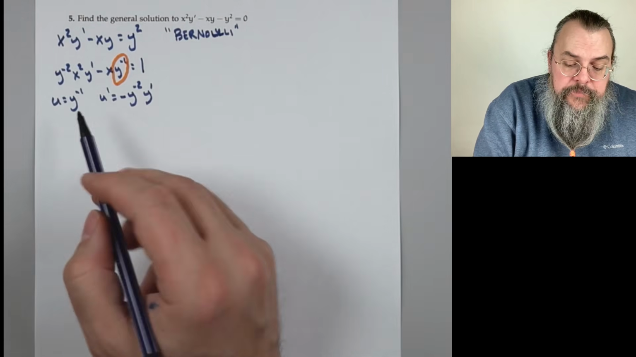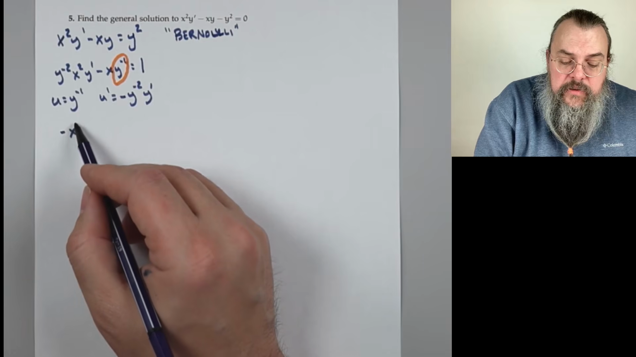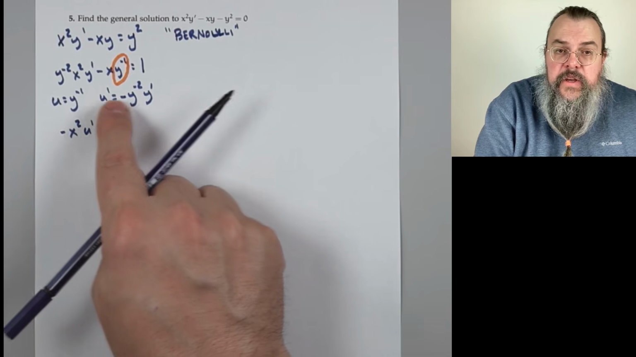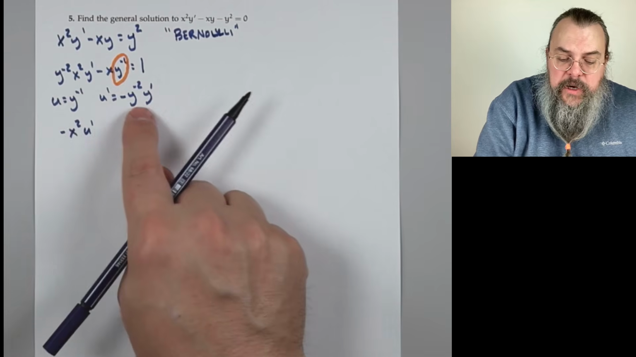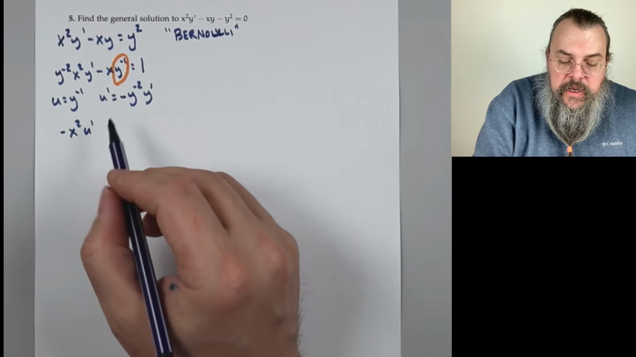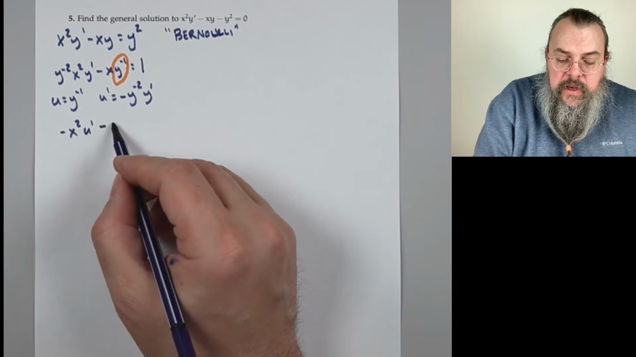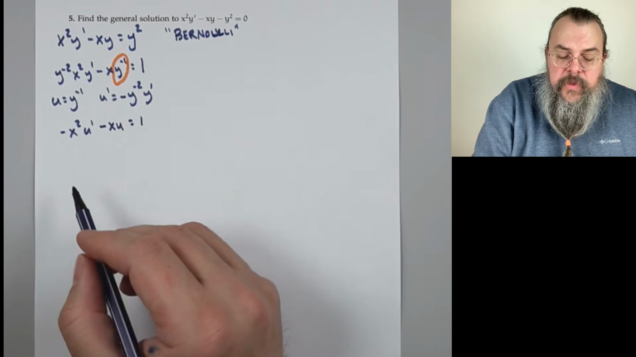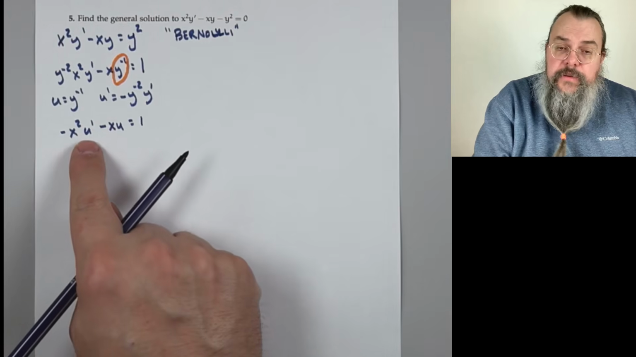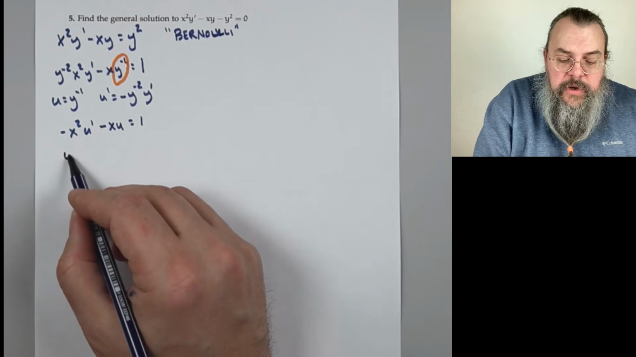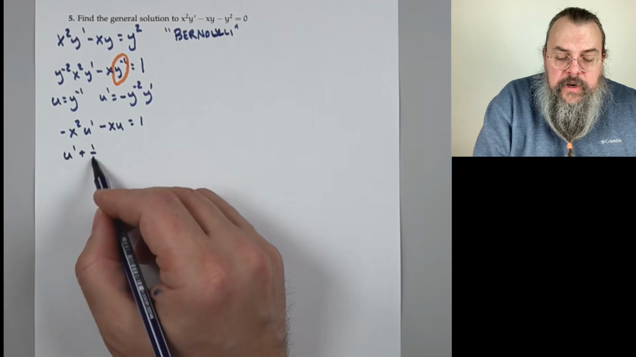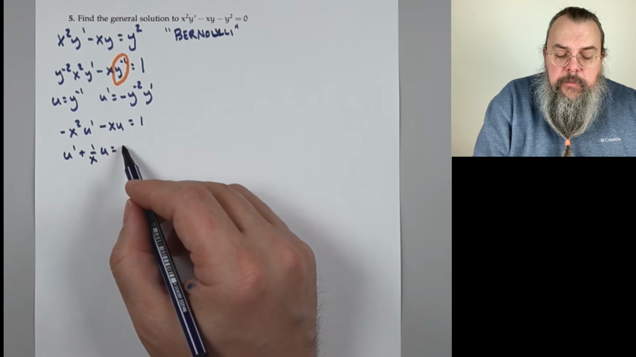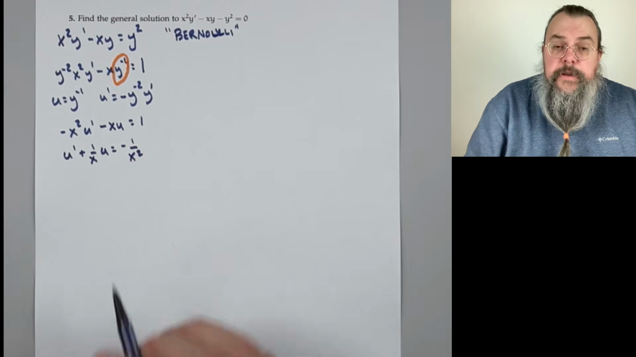So we have minus x squared u prime. Now, the reason there's a minus is because we have to have a minus there. And we didn't get rid of the x squared, but the y to the minus 2 y prime, that's our u prime. And then we have a minus xu, because that's u, equals 1. Divide through by minus x squared, because you want what's in front of the u prime to be 1. u prime plus 1 over x times u is equal to minus 1 over x squared.